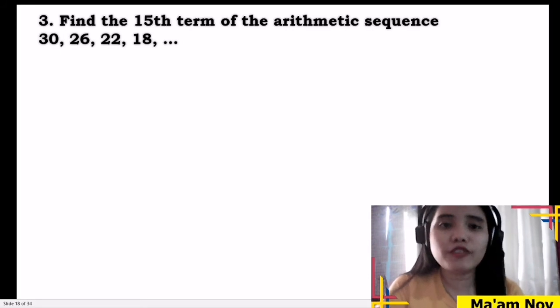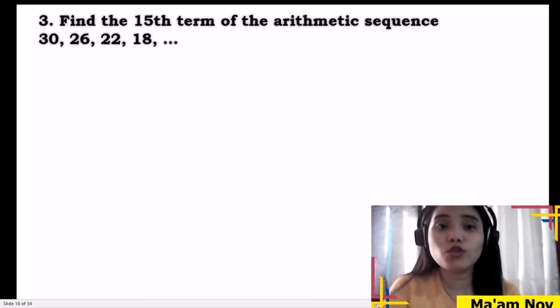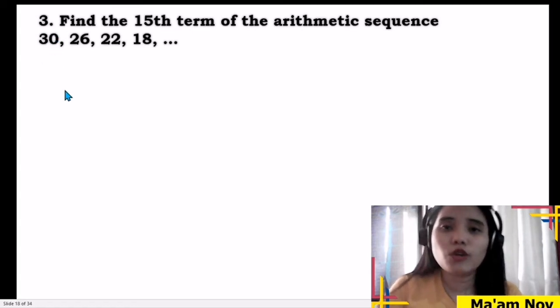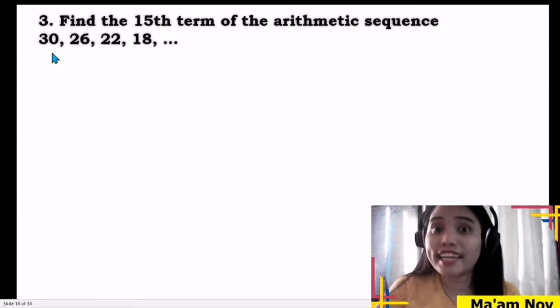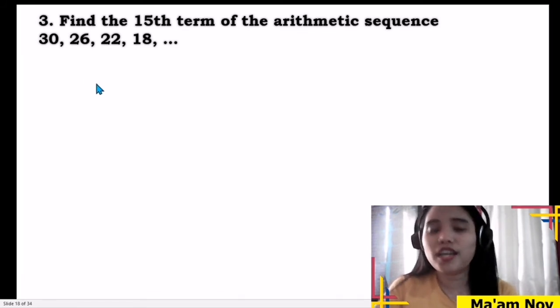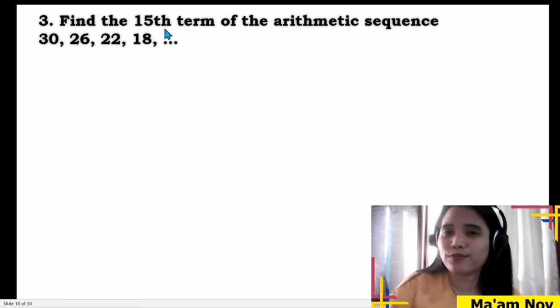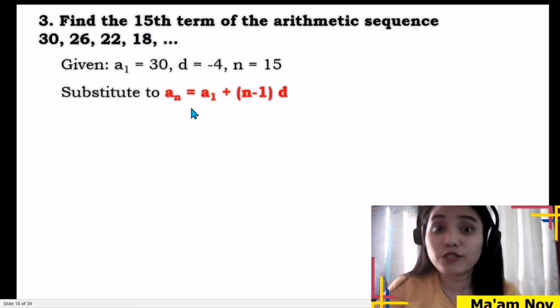Next, find the 15th term of the arithmetic sequence 30, 26, 22, 18. First, let's find the first term. What is the first term? 30. What is a common difference? 26 minus 30, negative 4. 22 minus 26, negative 4. So, our common difference is negative 4. And what is our n? Since we will get the 15th term, that's right, our n is 15.